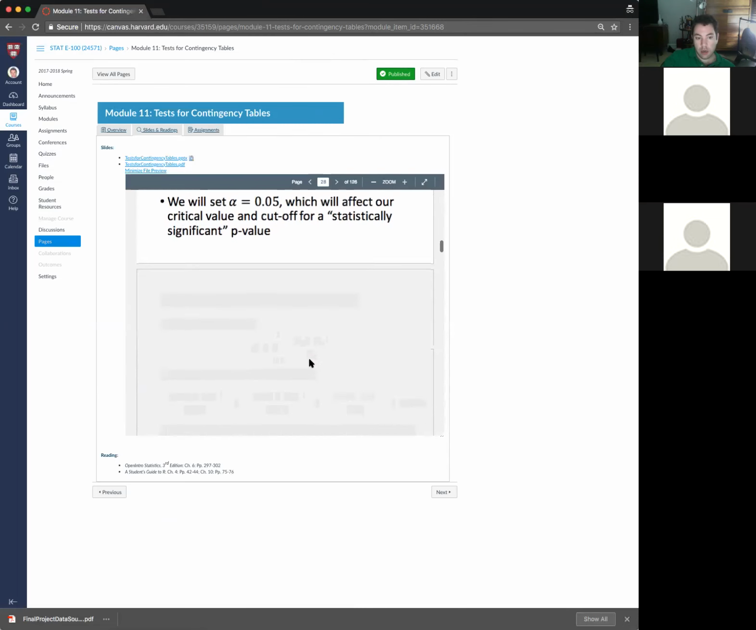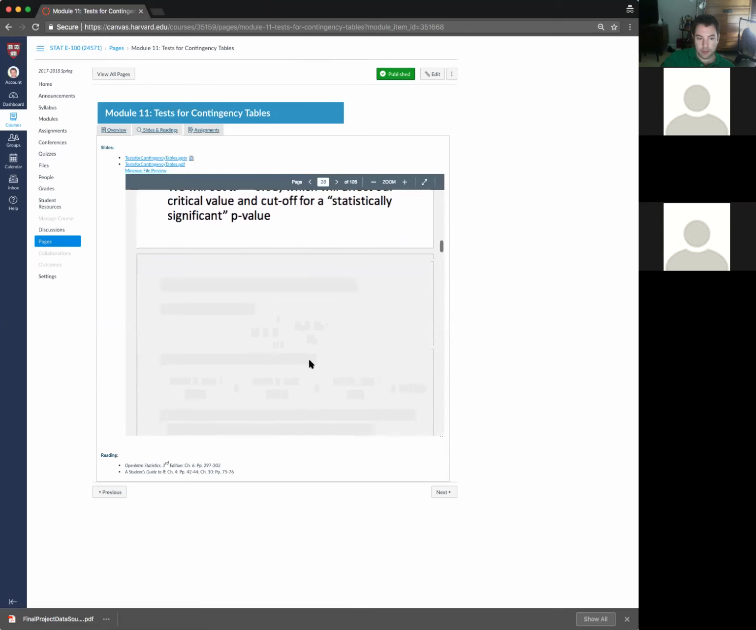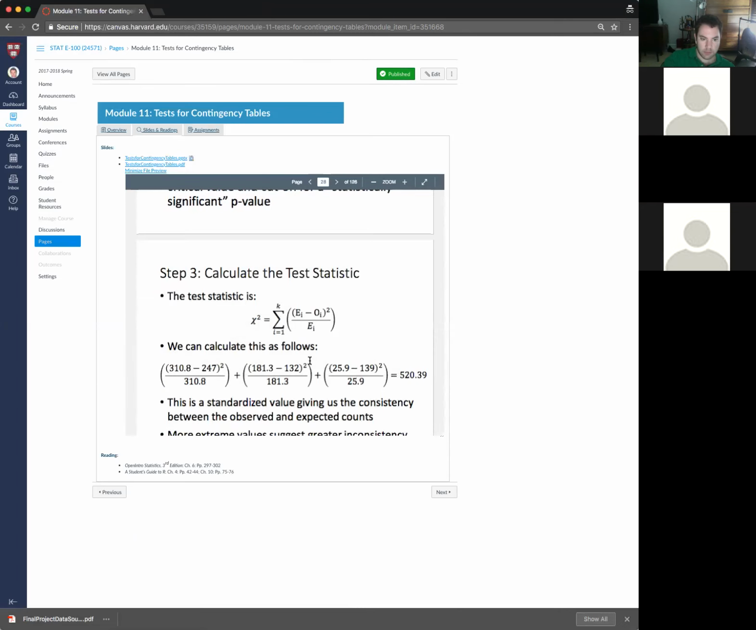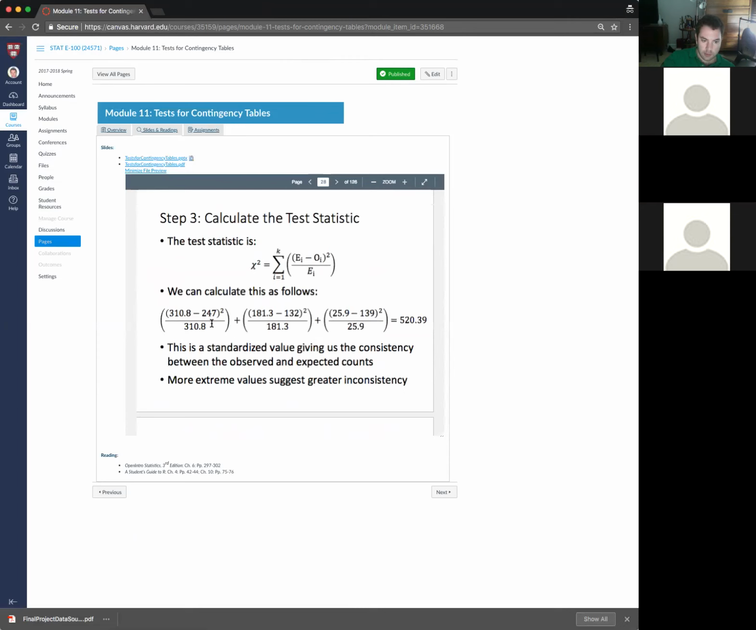So we can compare what the test statistic is with the critical value of 6 for degrees of freedom of 2. If we do that, we take 310.8 minus 247 squared divided by 310.8 plus, and then we do it for each of the different categories. We sum that all together, we get 520.39, right?